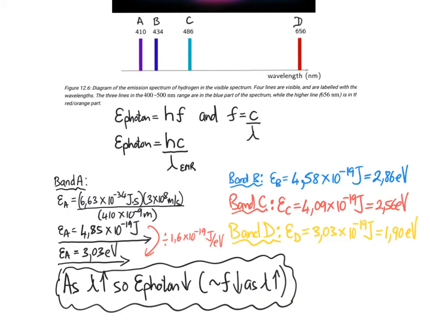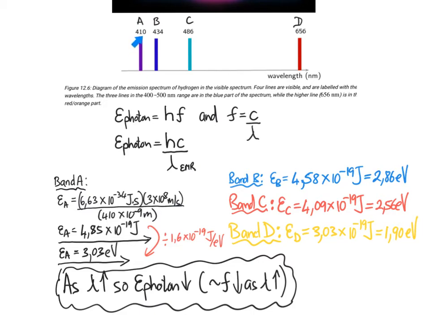So I've labeled each of these bands with A, B, C, and D, and I've explicitly shown the working out for band A. So the energies of the photons that are associated with that color band are equal to Planck's constant, 6.63 times 10 to the minus 34 joule seconds, times the speed of light, speed of all EMR in vacuum, 3 times 10 to the 8 meters per second.